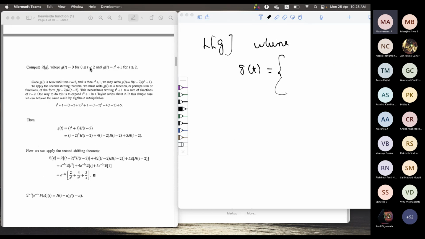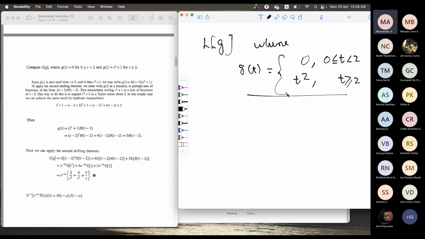So consider this function: g of t equals 0 for 0 less than or equal to t less than 2, and t square for t greater than or equal to 2. Find the Laplace transform of this function g of t. The graph may be given or not given. So what is the graph?